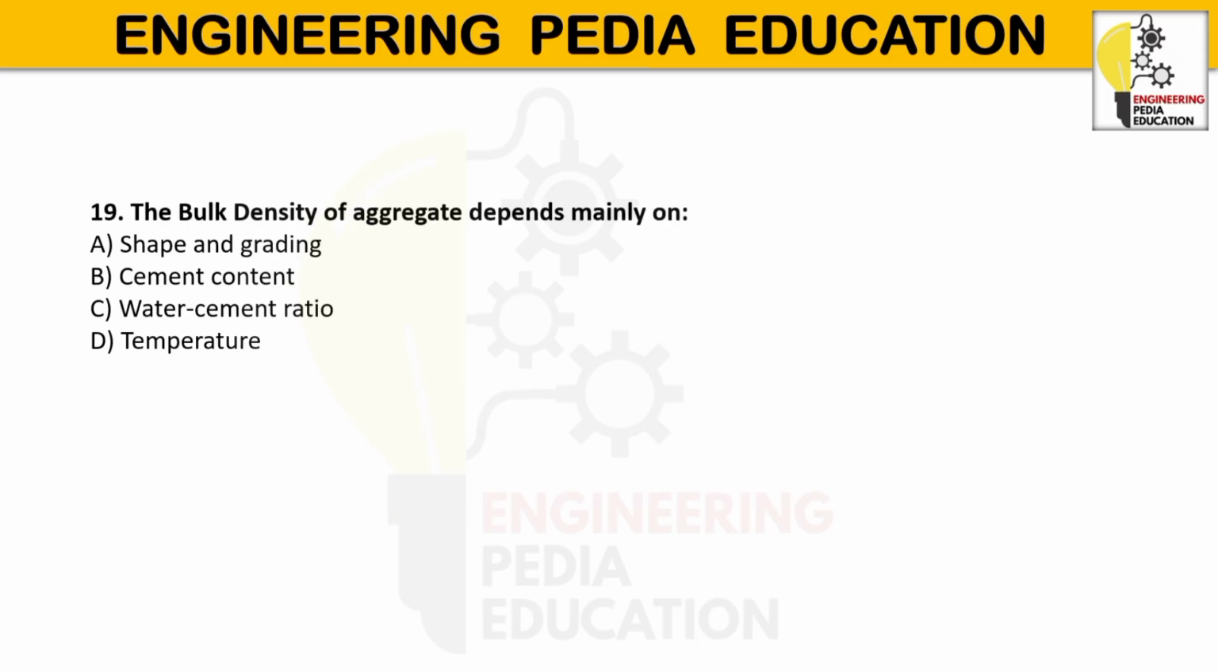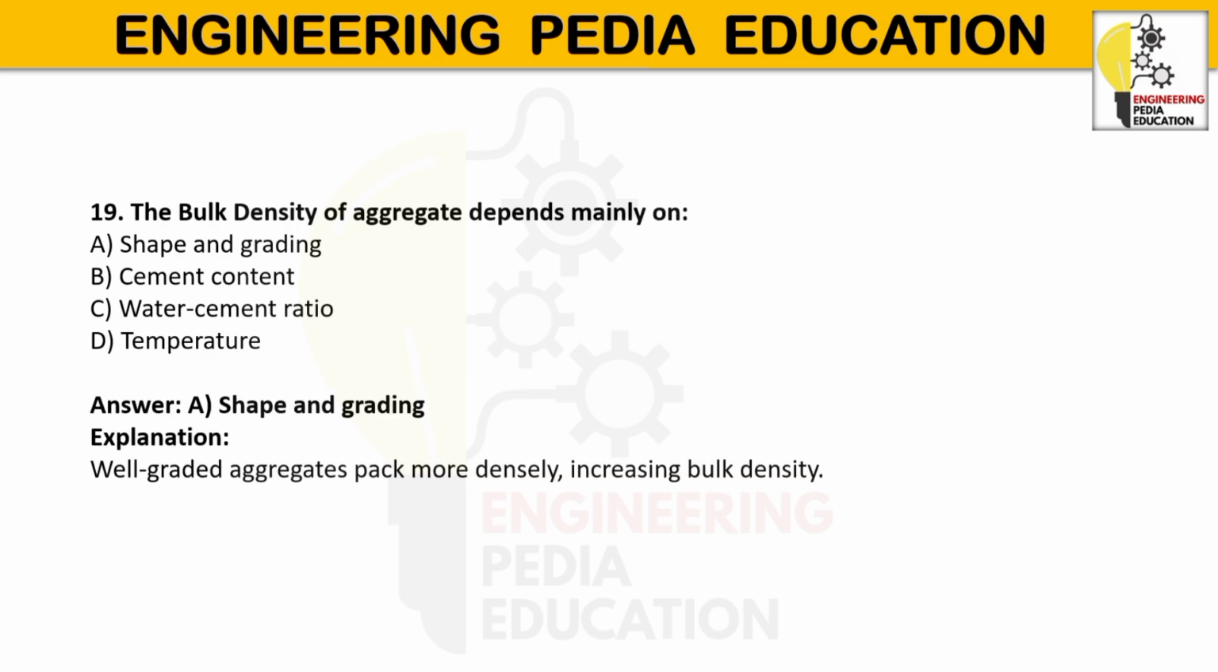The bulk density of aggregate depends mainly on shape and grading, cement content, water cement ratio, temperature. So the correct answer is shape and grading. Well graded aggregate packs more densely, increasing bulk density. Bulk density formula is mass of aggregate upon bulk volume. Loose bulk density is when aggregate is poured without compaction. Compacted bulk density is when aggregate is compacted with a tamping rod or vibration.